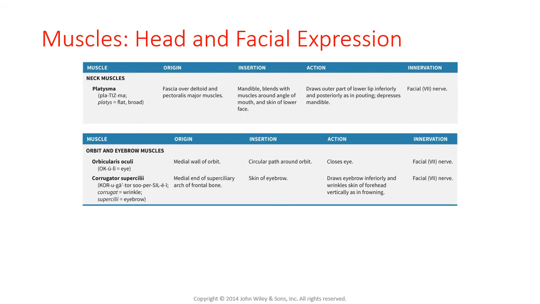Okay, here's the remaining muscles that are part of the head and facial expression. So my mistake. The platysma will help draw the lower lip inferiorly and posteriorly, as in pouting. This also will aid in the pouting motion.